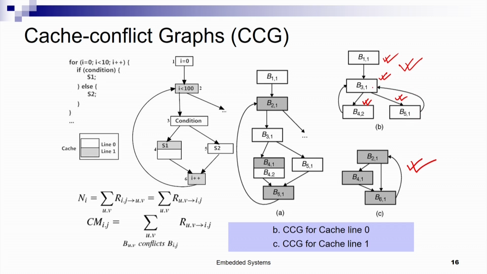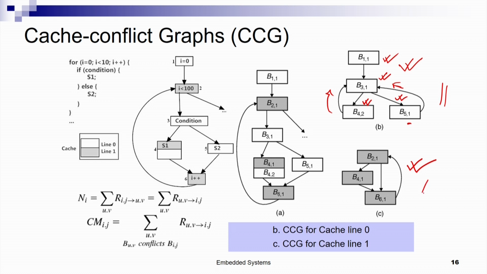So, memory block 5 1 can be replaced by memory block 3 1 on the cache line. Similarly, memory block 4 2 in cache line 0 can be replaced by memory block 3 1 on cache line 0. This is the cache conflict graph corresponding to cache line 0.